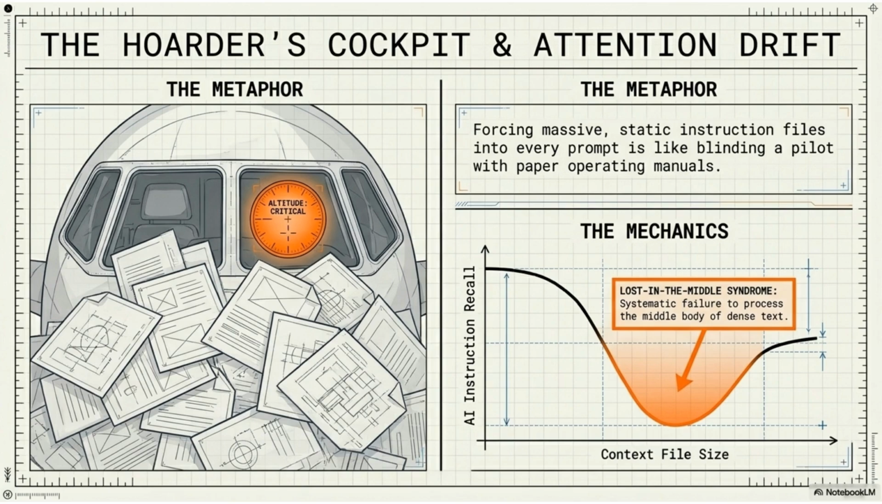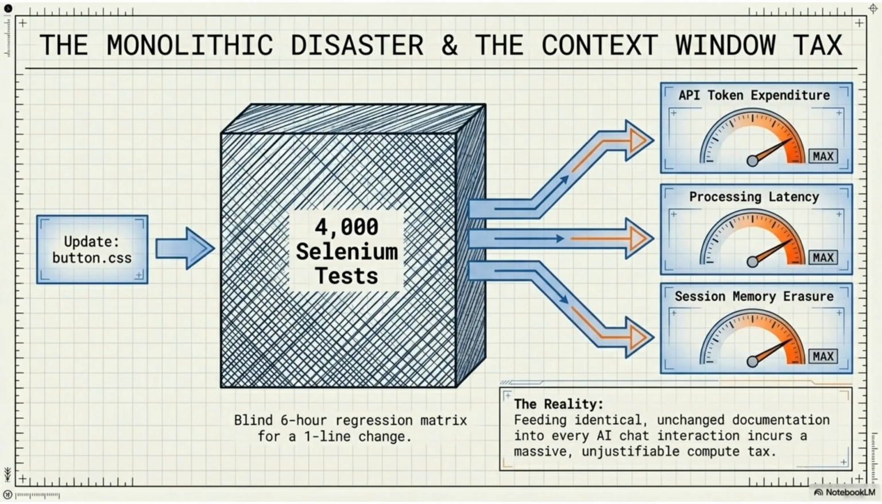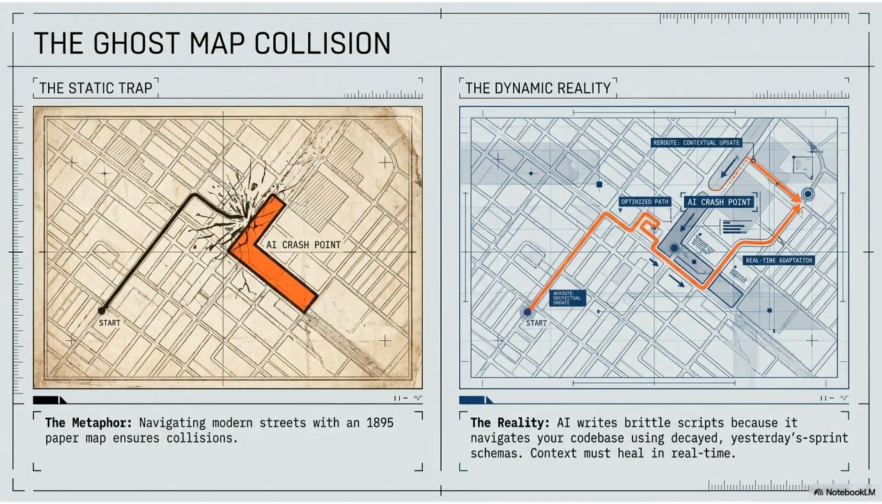This causes lost in the middle syndrome, where the AI struggles to process the middle of dense text. The monolithic approach to context leads to a significant compute tax. For example, feeding 4,000 Selenium tests for a one-line change wastes API tokens, increases processing latency, and causes session memory erasure. Static context is a ghost map collision.